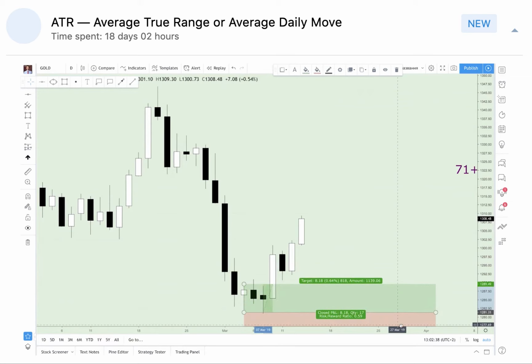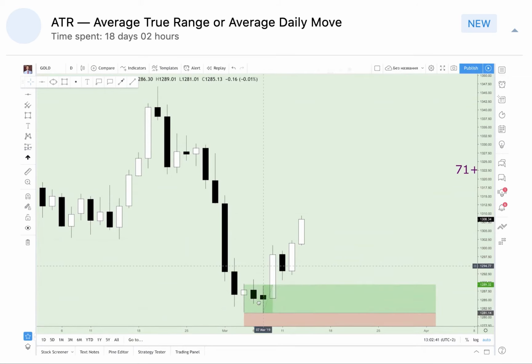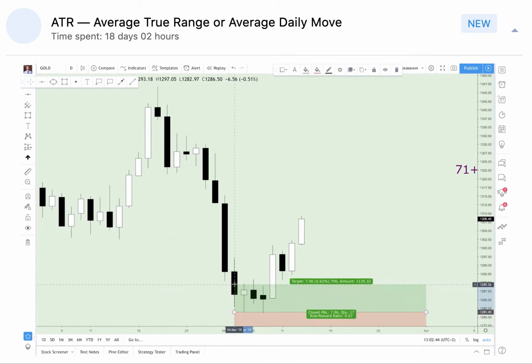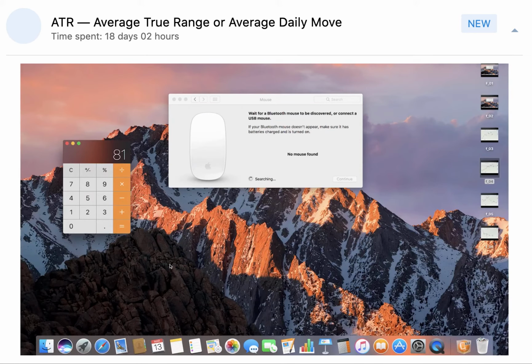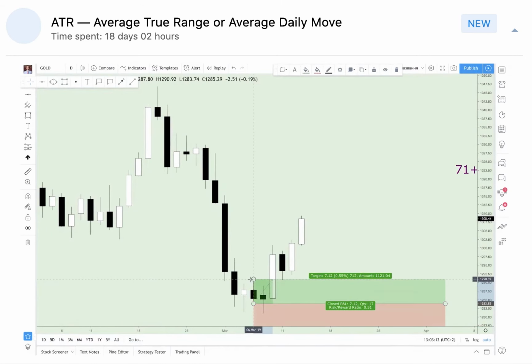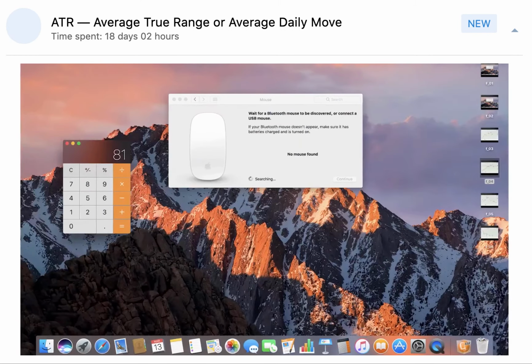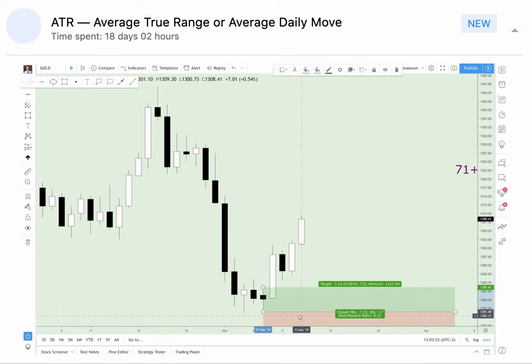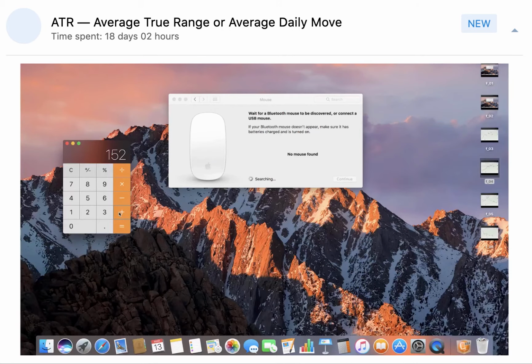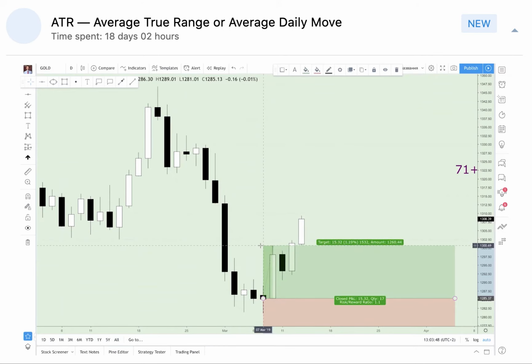For example, like here, price moved up 82 pips. Let's open our calculator. What we do, we just add 5 of these numbers and take a look at the average, 81 pips. And after that, price moved 71 pips, plus 71, plus 79.